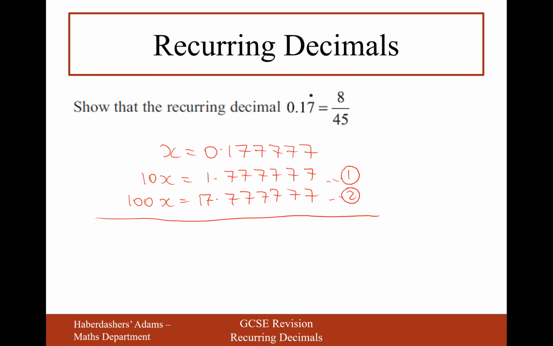So we'll now do statement 2 take away statement 1, where we'll get 90x equals 16. So we'll divide by the 90 to get 16 over 90, and if we factor out a 2 from top and bottom, we'll have 8 over 45.